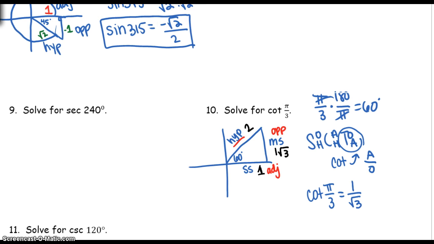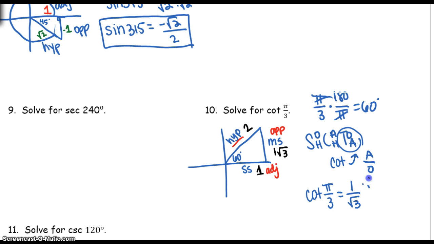But you are not allowed to leave that. You have to rationalize. So if I multiply the top and bottom by root 3, I get that the cotangent of pi over 3 is equal to root 3 over, what's the square root of 9? 3.